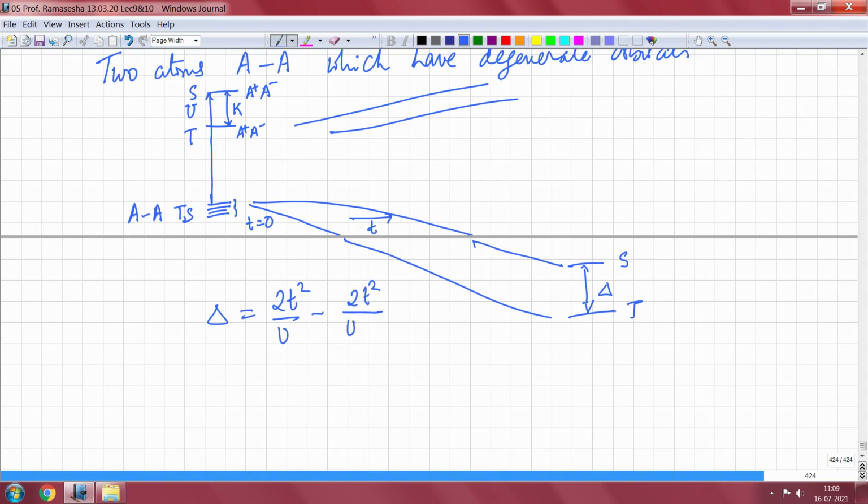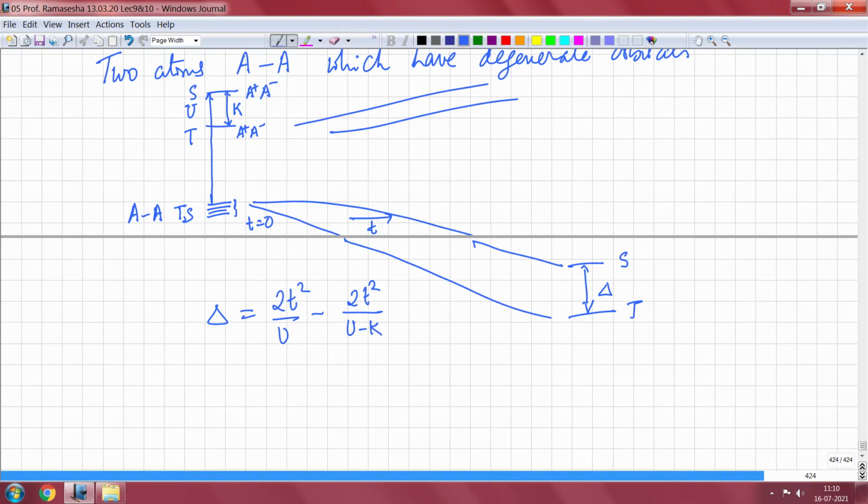U minus K, because the triplets are pushed down in energy more because it is interacting with lower energy levels than the singlets. The singlets are interacting with the states which have an energy U. The energy comes in the denominator because it is a second order perturbation calculation, and in the case of triplet it is only U minus K that comes in the denominator, and that is the reason why you have delta which is of this order.